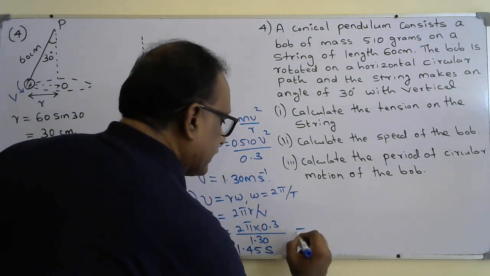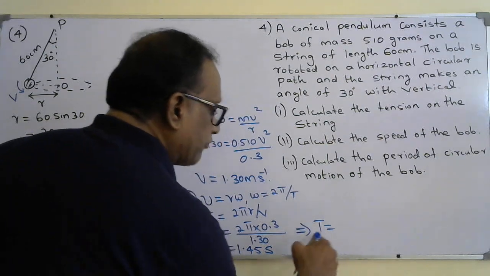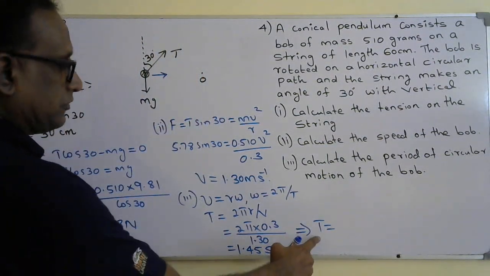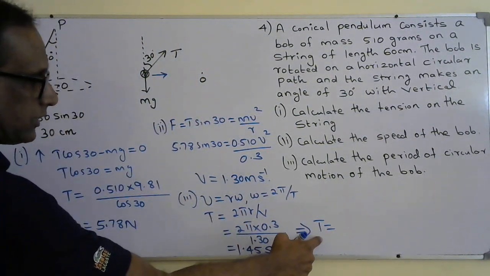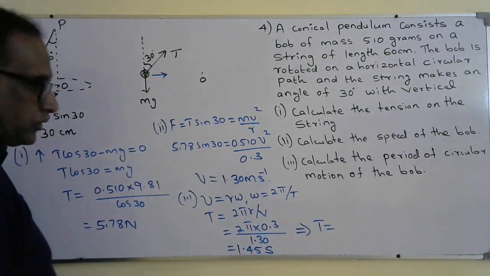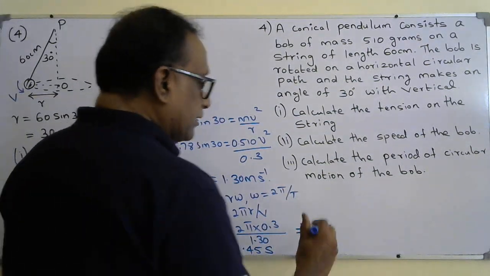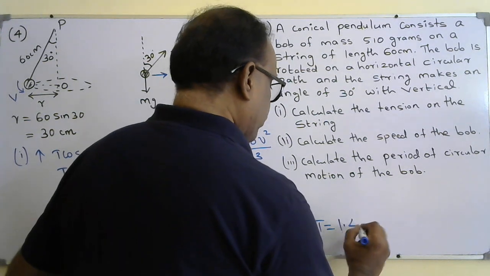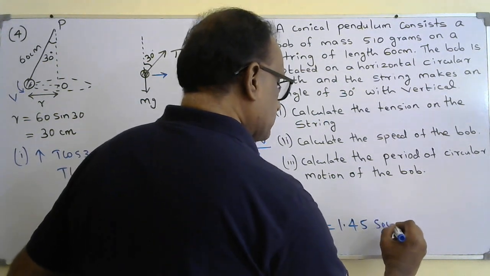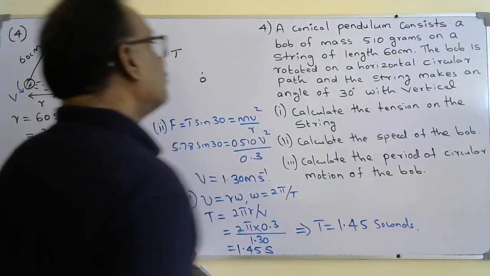So again I'll write it here, the time period capital T is equal to 1.45 seconds. Also the same notation we are using for tension, but that is tension and this is also time period, so don't get confused about the same notation. The time period T equals 1.45 seconds. That's the end of the fourth question.